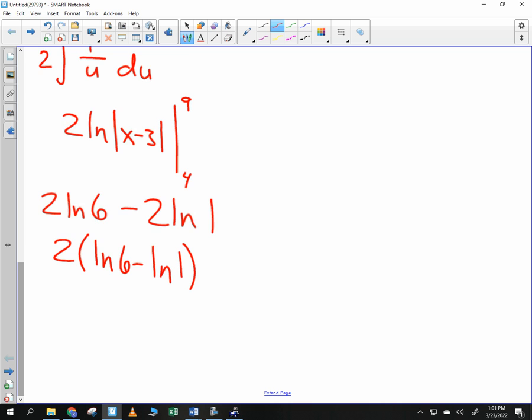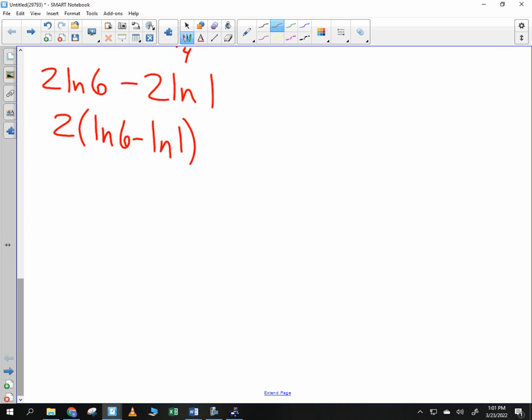Do you remember when you are subtracting 2 logarithms, how you can write it as 1 logarithm? Natural log of 6 over 1. You can switch your subtraction to division. You remember that? Okay, there's your reminder. What is 6 divided by 1? So you have 2 natural log of 6. Very likely that the answer would be written like that.